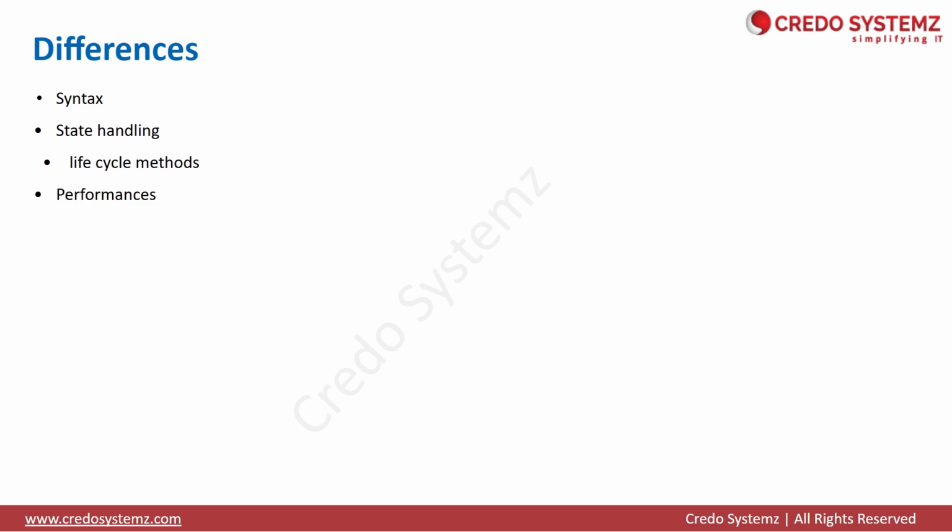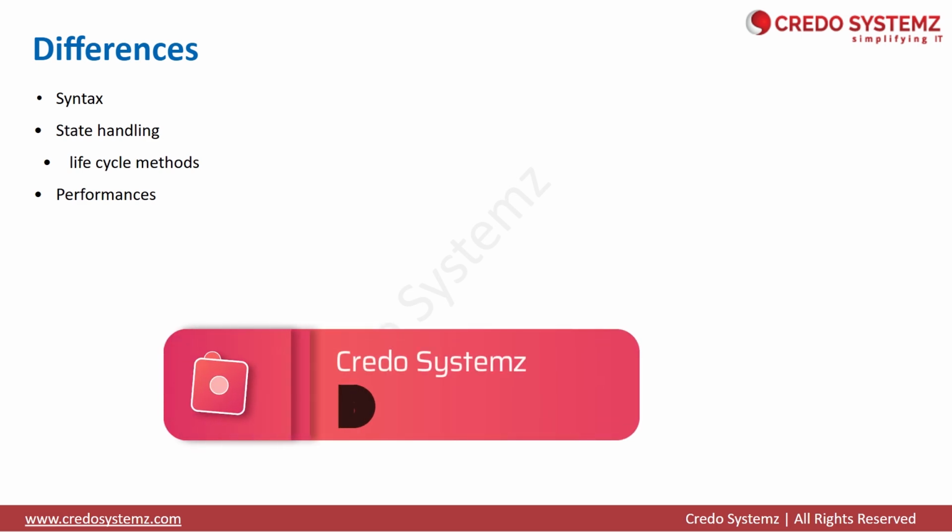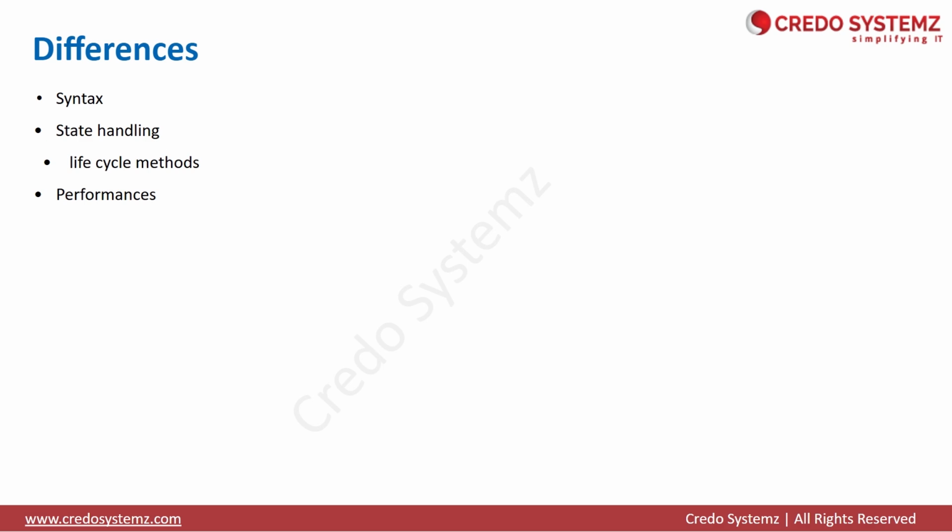Performance. When it comes to performance, function component is lighter compared to the class component, because in a class we have objects and all those things that actually make the component heavier. Function component doesn't have any such thing, so it is lighter. Next is the various state methods, which is how we handle state, what lifecycle methods are available, and what hook methods are available. We'll be discussing them in depth, so keep that in mind.